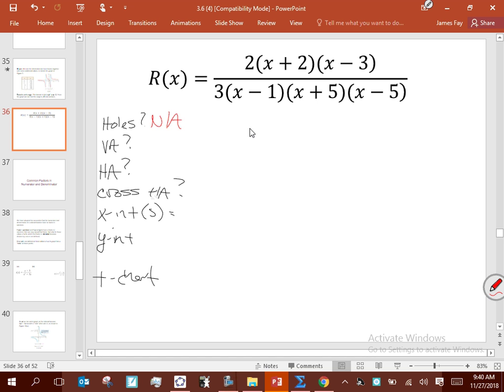Okay? Vertical asymptotes. Vertical asymptotes are where the denominator is equal to 0. So x equals 1 when that's 0, right? x equals -5 when that is 0. And x is equal to 5 when that last one's 0. Those are vertical asymptotes, right?